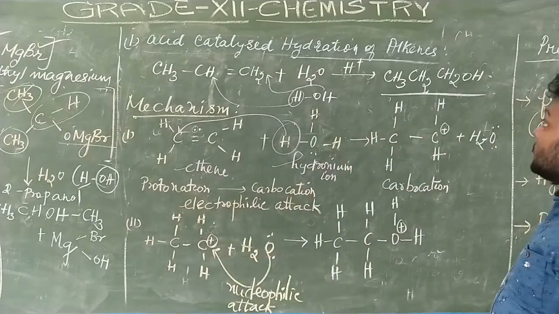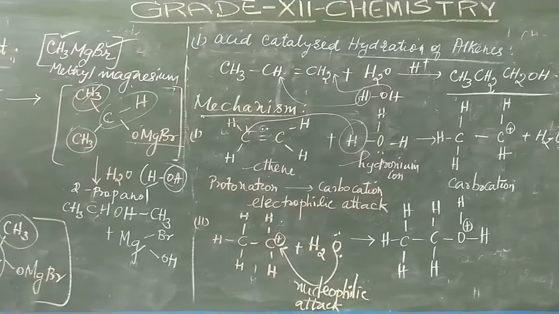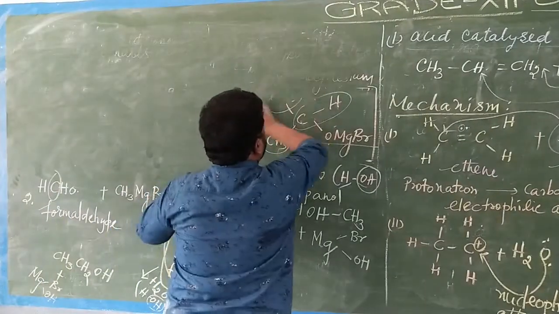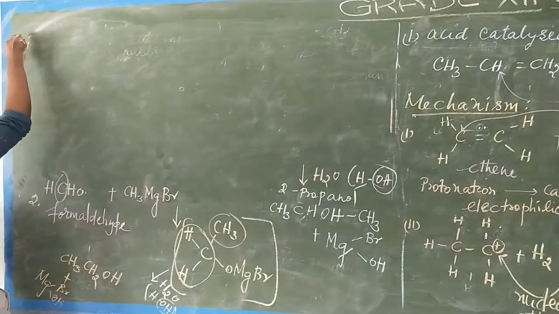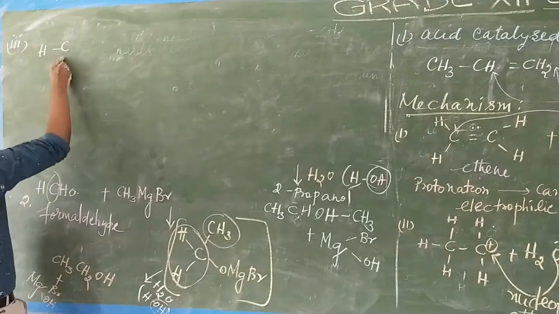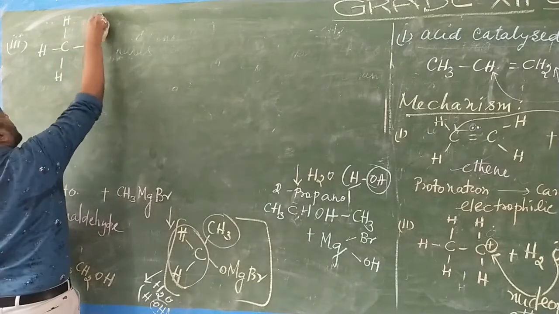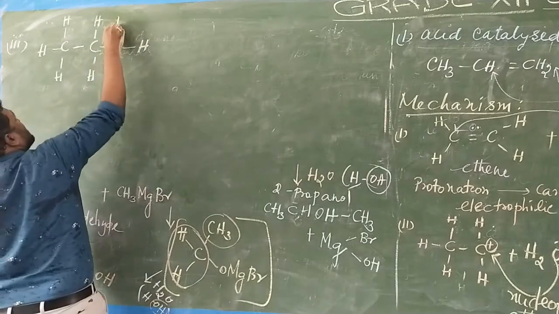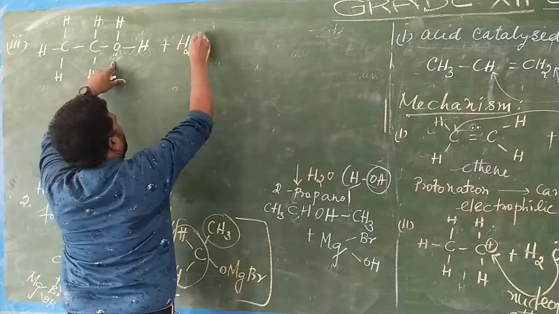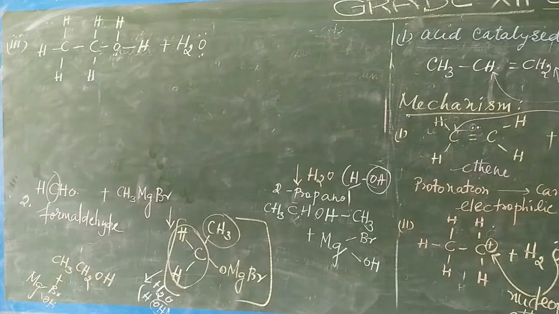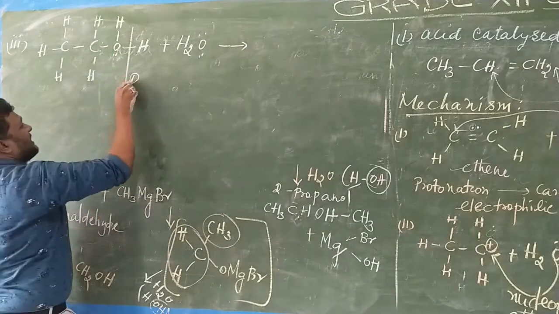So nucleophilic attack. Now the third step. So coming to the third step. What is this third step? What is the product? C bond H. The product of the second step, C bond H, this is bond H, bond O, bond H, and this is bond H. Second step product plus water molecule. What will be the product? This hydrogen will get cleaved. This is called as deprotonation.